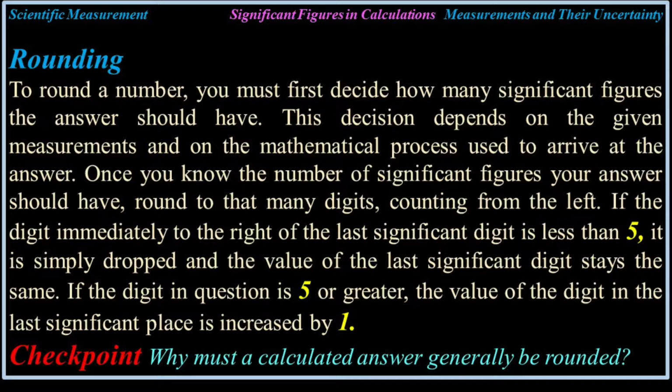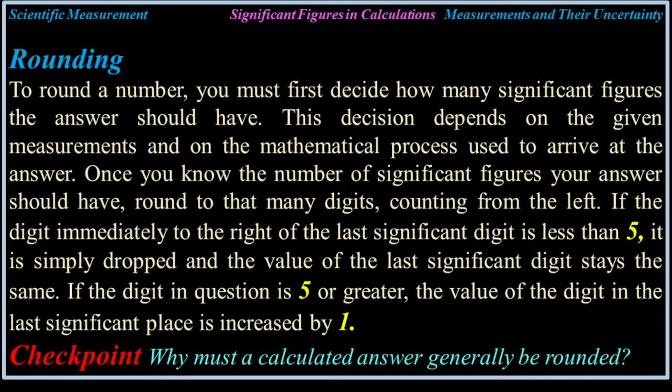Rounding. To round a number, you must first decide how many significant figures the answer should have. This decision depends on the given measurements and on the mathematical process used to arrive at the answer. Once you know the number of significant figures your answer should have, round to that many digits, counting from the left.